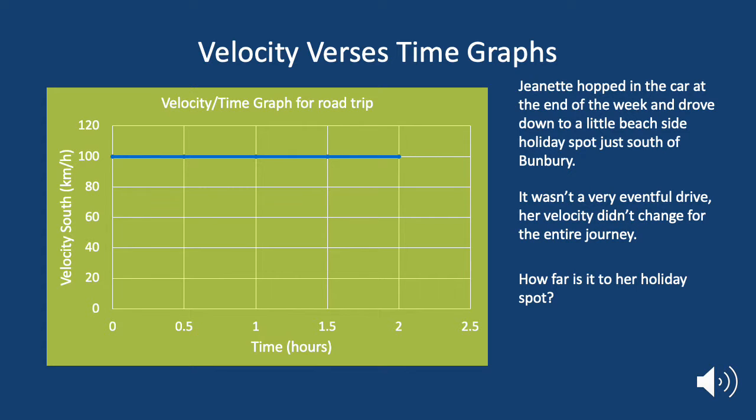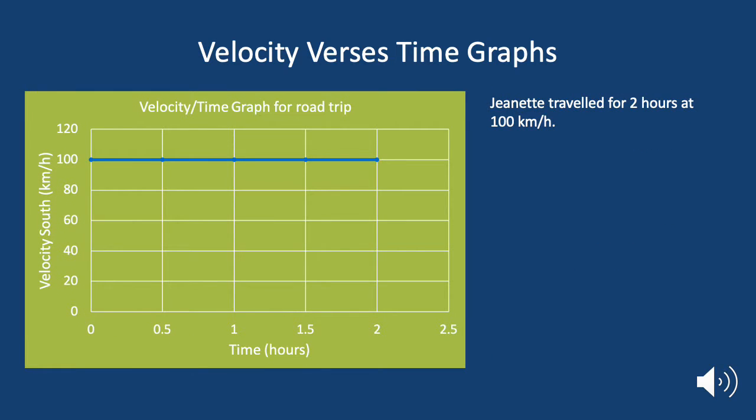Now, looking at this question, how far was it to her holiday spot, you don't really need the velocity versus time graph. I've drawn one here in this slide. You can see it. It's a straight line moving for 2 hours from 100 kilometers an hour. But you don't really need the graph to figure out how far her journey was. I mean, we know that she traveled for 2 hours at 100 kilometers an hour, so that's pretty obvious. She went for 200 kilometers.